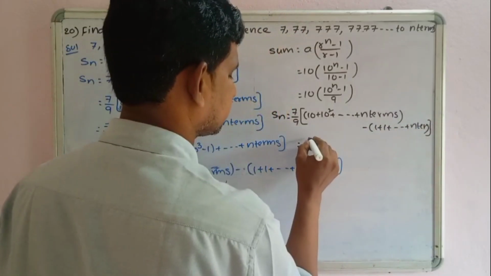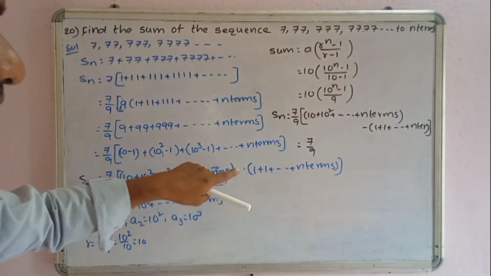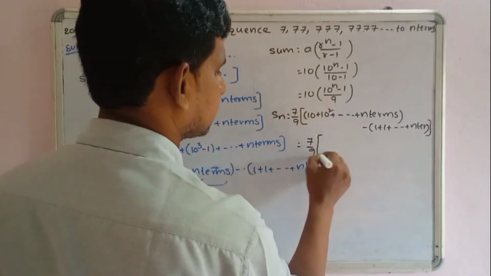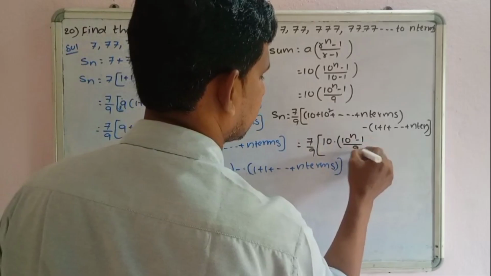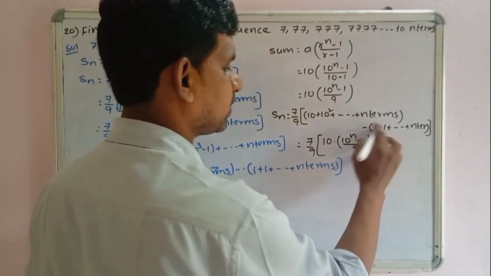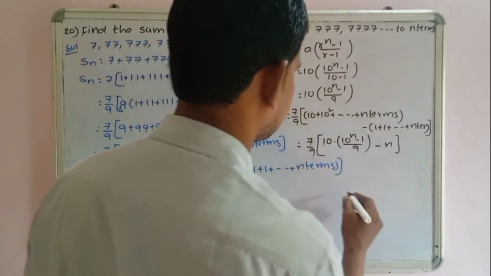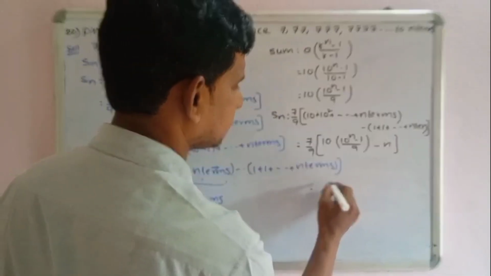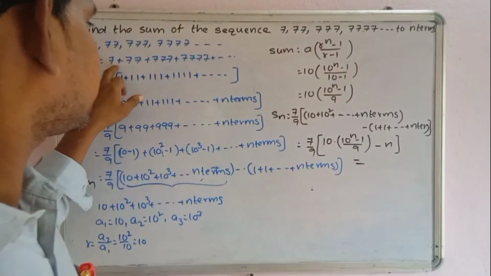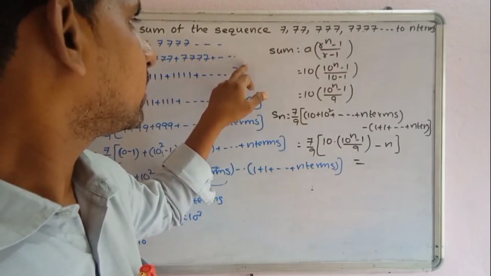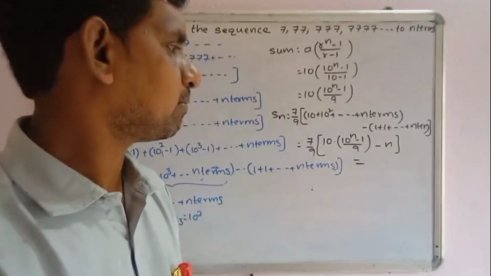Okay, see, that equals 7 by 9. What is the value of this? 10 plus 10 square plus 10 power 3 up to n terms: the value of that is 10 into 10 power n minus 1 by 9. Okay, minus, here how many ones are there? N ones are there, so n. Leave it, this is the final answer only. So the sum of n terms, that is Sn equals 7 plus 77 plus 777 plus so on, is 7 by 9 into 10 times 10 power n minus 1 by 9 minus n.